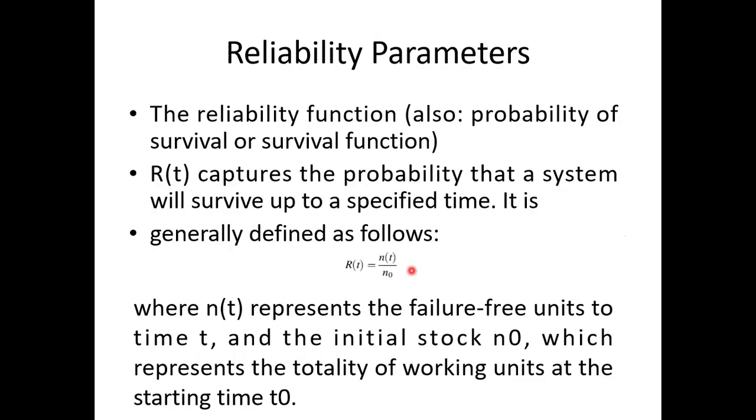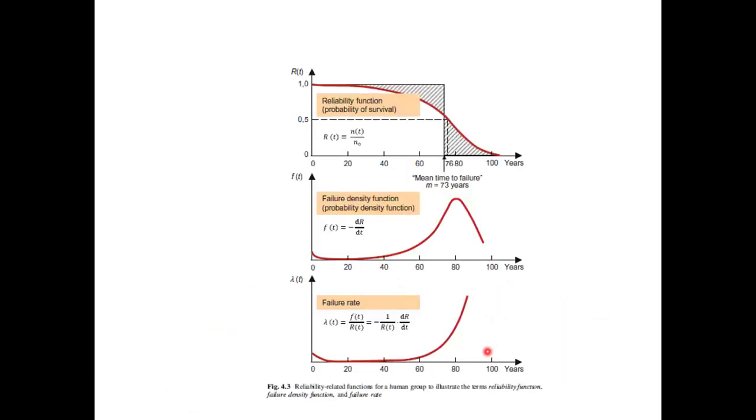Okay. So if you want to explain this reliability with the help of one example, for example, I am taking a human, who may live 100 years. The reliability function is the probability of survival or non-survival. So R of t captures the probability that a system will survive in a specific period of time, that is R of t equal to N of t by N naught. N of t represents the failure-free units at time t, and the initial stock is N naught, which represents the totality of working units at the starting time t naught.